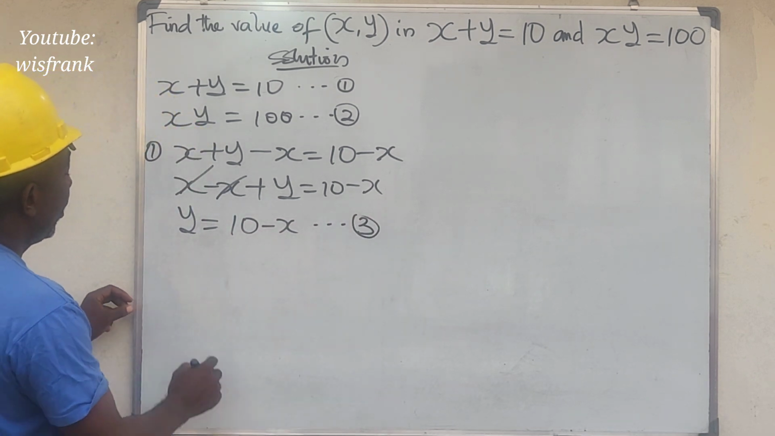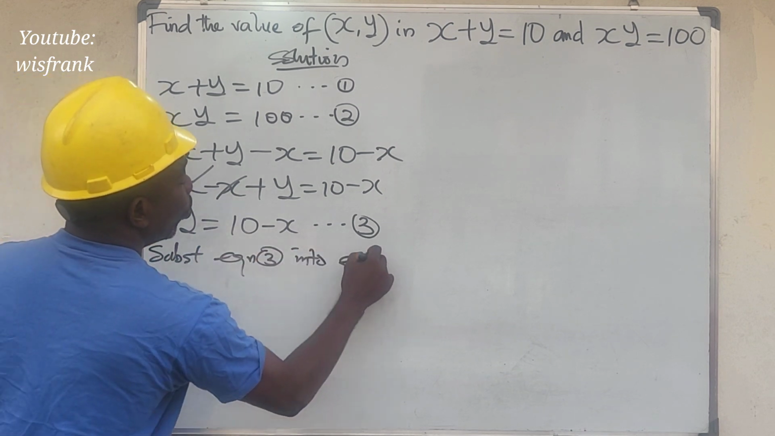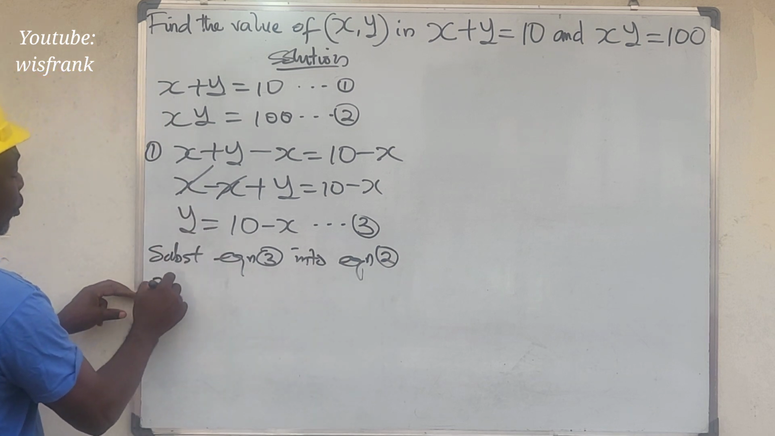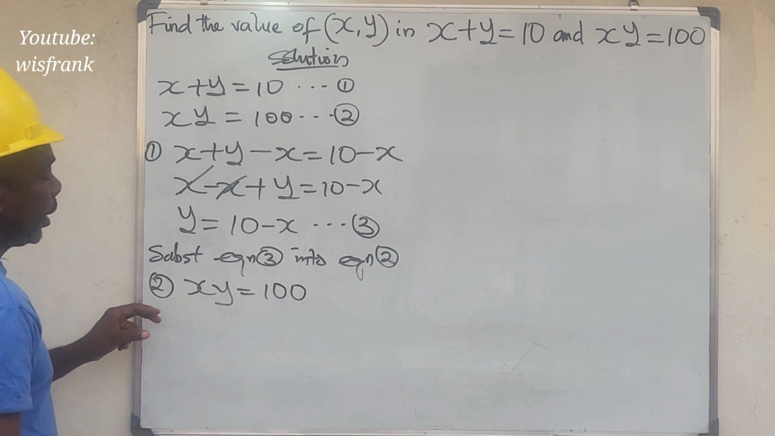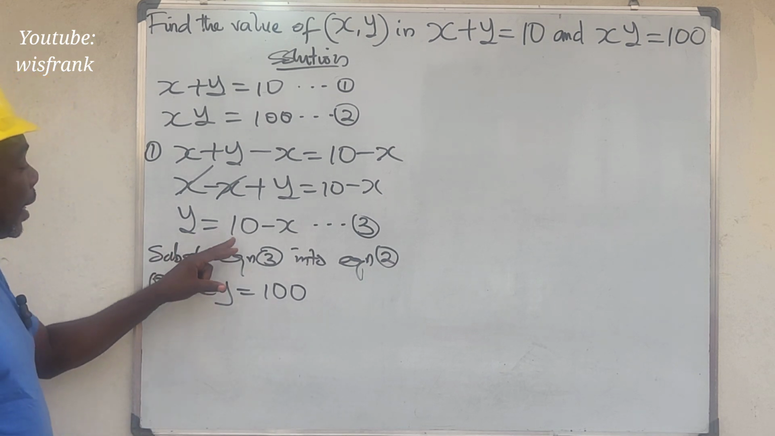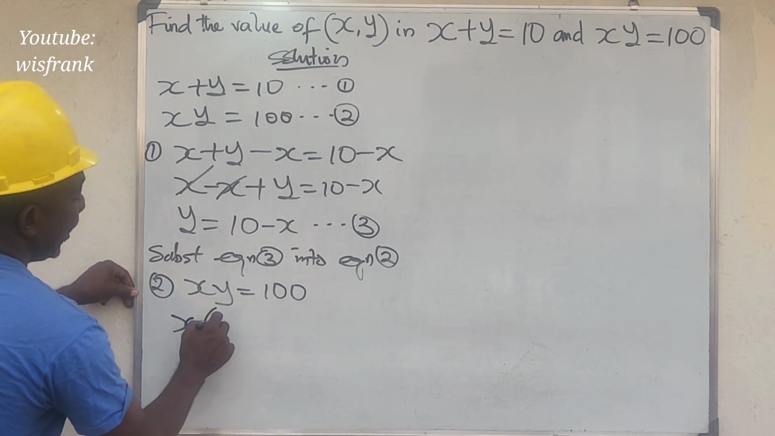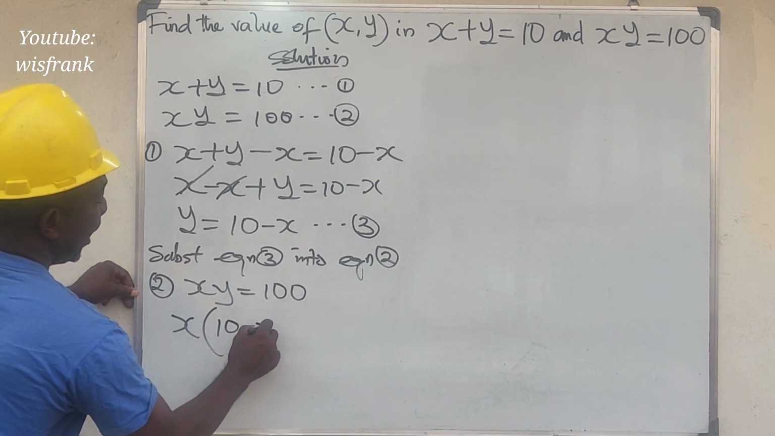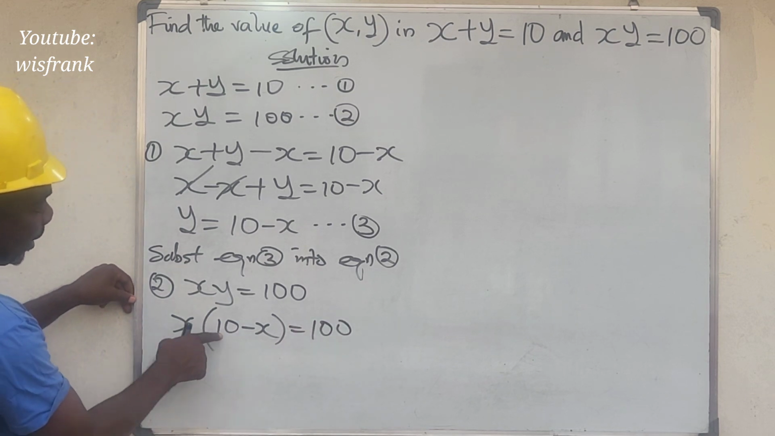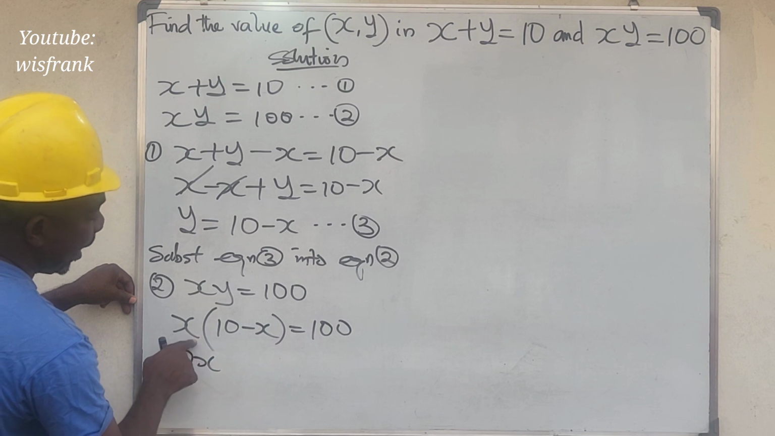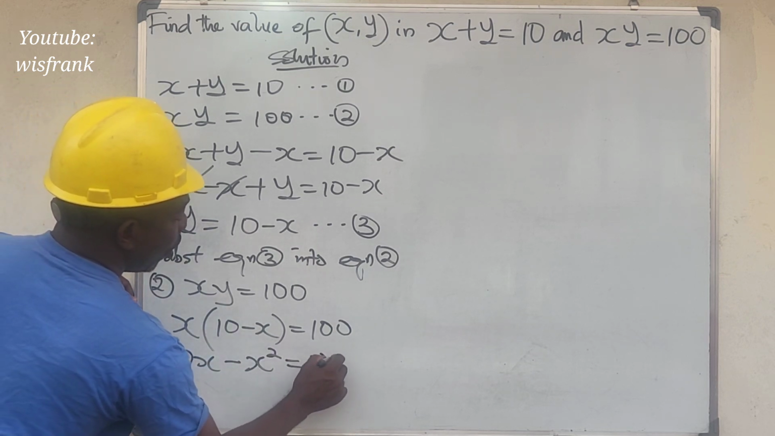So what we are going to do is substitute equation 3 into equation 2. From equation 2, we have xy equals 100. And we said from equation 3 that y equals 10 minus x. So here we have x, and in the place of y, we put 10 minus x, all equals 100. We can expand this. x times 10 will give us 10x. Then x times minus x will give us minus x to the power of 2 equals 100.